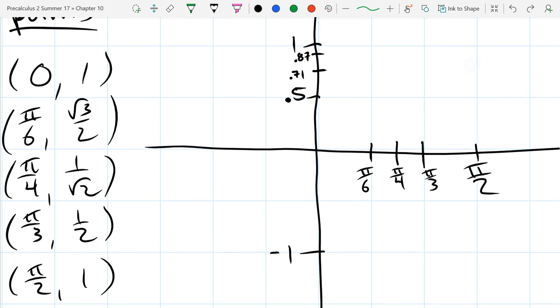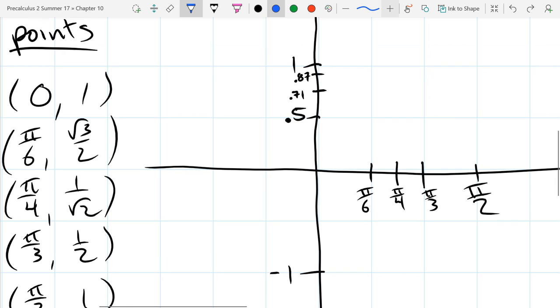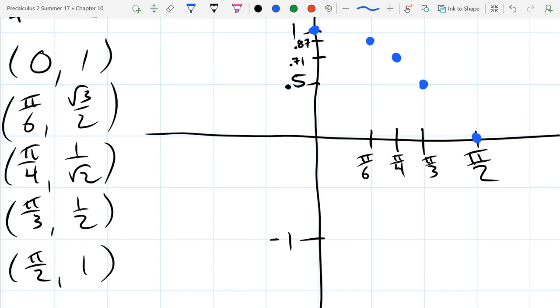So now I'm just going to go ahead and plot all the actual values. I'll make my pen a little bit thicker. 0, 1. Pi over 6, square root 3 over 2. Pi over 4, 1 over square root 2. Uh-oh, went in the wrong location. Pi over 3, 1 half. Pi over 2. Oh, that was my spidey sense. It should be pi over 2, 0.